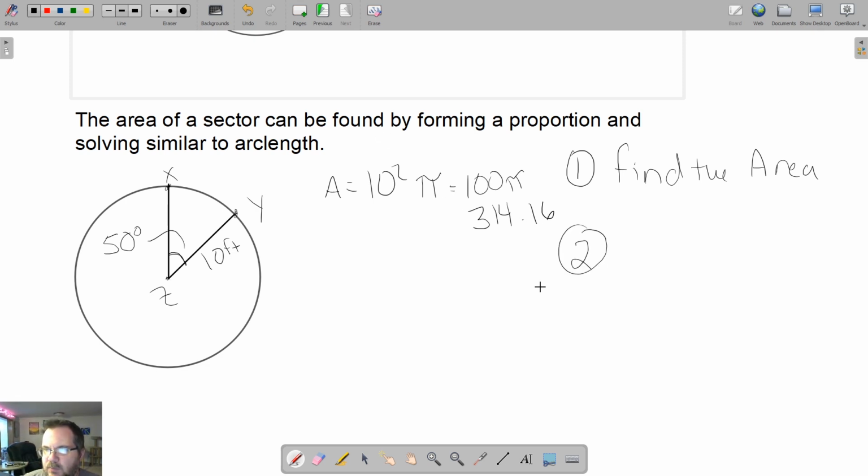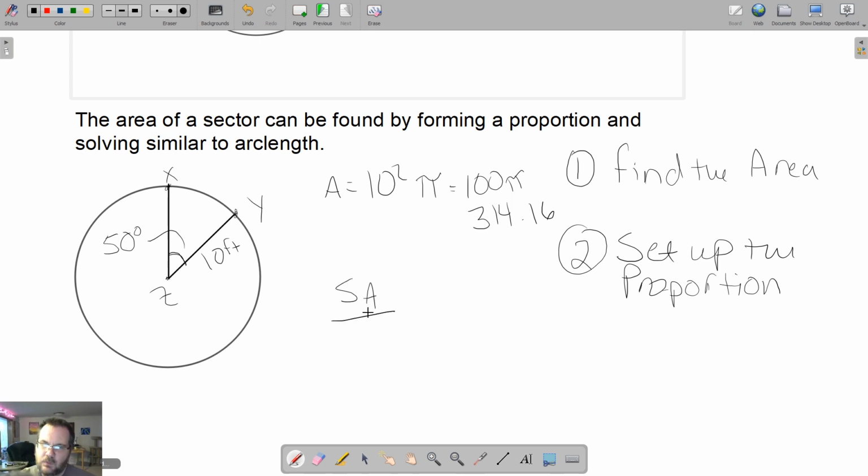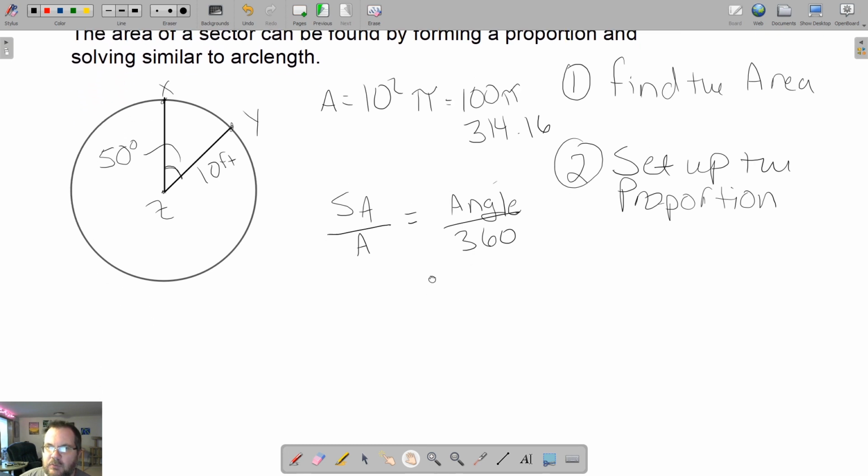Step number two, there's a specific proportion that you need to set up. So we'll call this set up proportion. All right, so the proportion that we're going to set up here is the sector area, called SA, over the total area, I'm just going to call A, going to be equal to whatever the angle is over the total number of degrees inside the circle. Angle over 360.